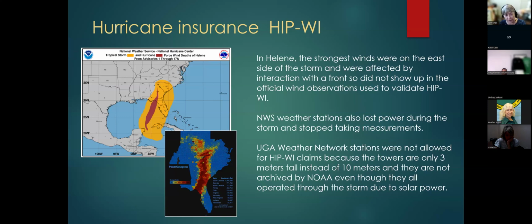And I have gone round and round with these people. They're doing the best they can, but they're not meteorologists, so they don't understand that it doesn't always work that way in real life. So the UGA Weather Network stations were not even allowed for the claims because the towers aren't tall enough and they're not archived by NOAA, even though they all operated during the storm because ours are on solar power. So lots and lots of people complaining about why didn't I get that?